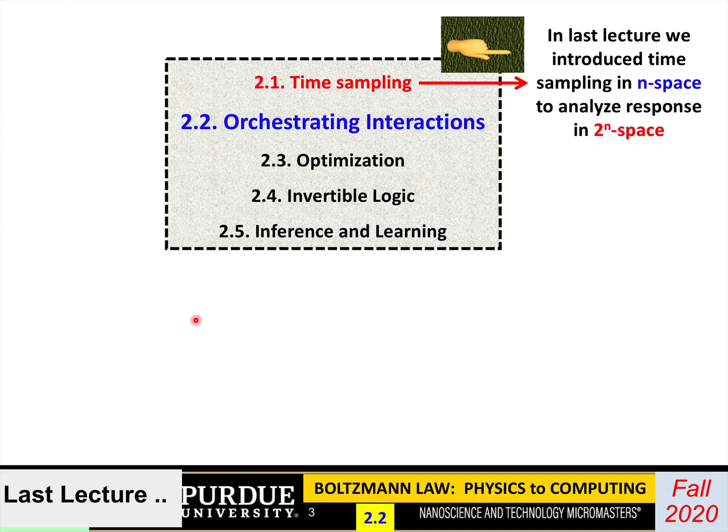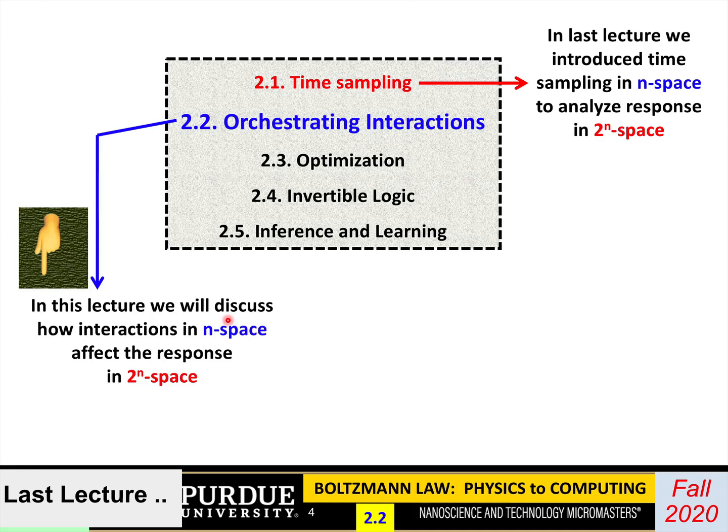Now, as you may recall, in the last lecture we introduced this time sampling method, which works in n space, but it allows us to analyze the response in the huge 2 to the power n space. And in this lecture, we'll be talking about how the interactions in n space control or affect the response in the 2 to the power n space.